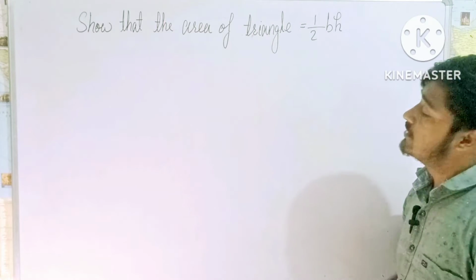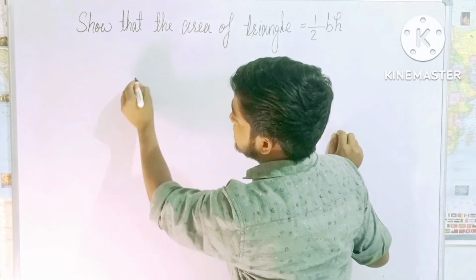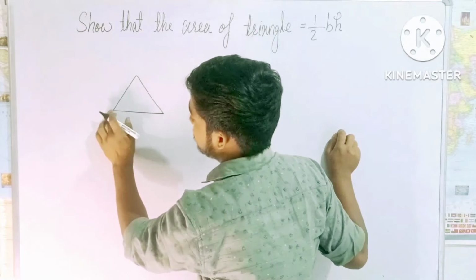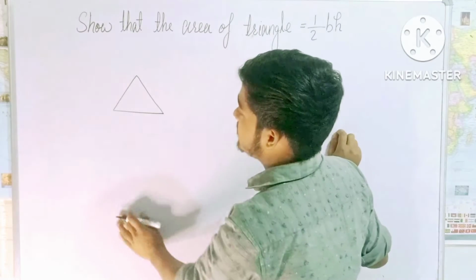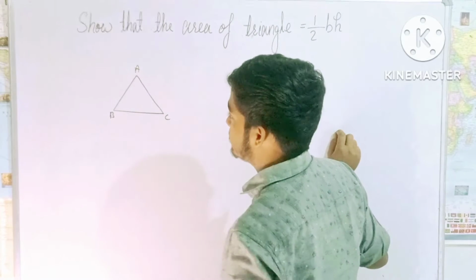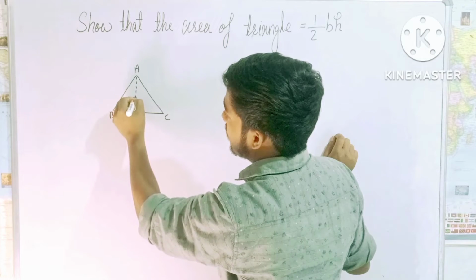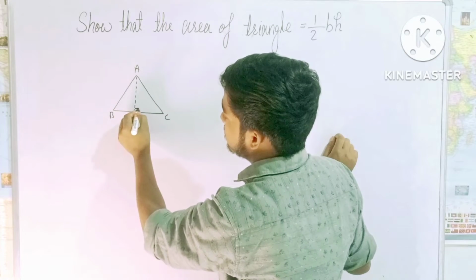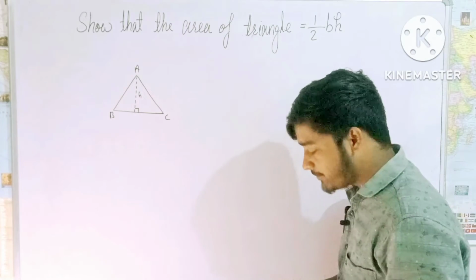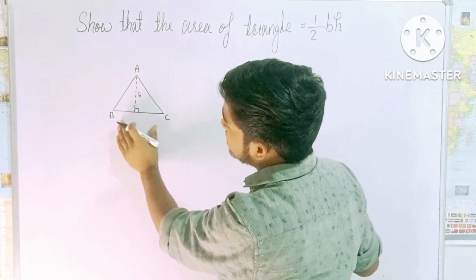So let me first draw a triangle ABC. A, B, C, right? Then the height H. We will prove this formula by drawing a parallelogram using this triangle.